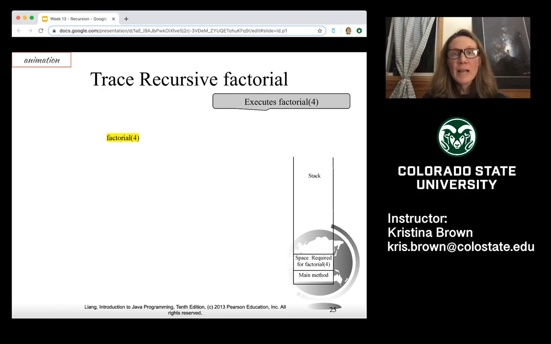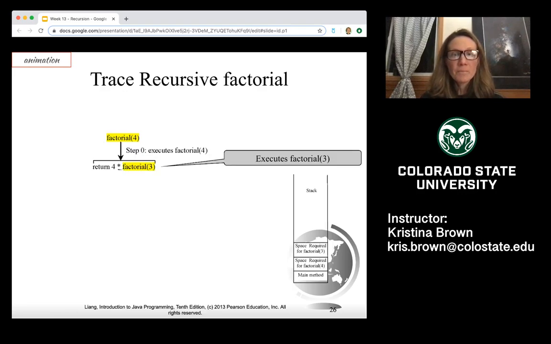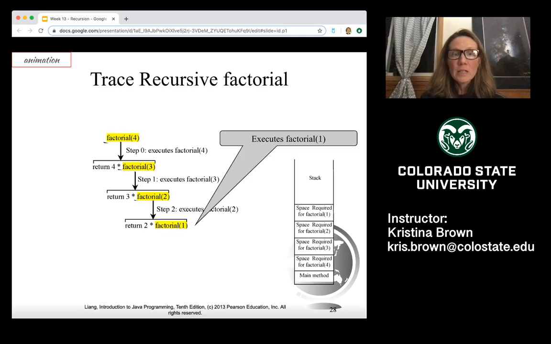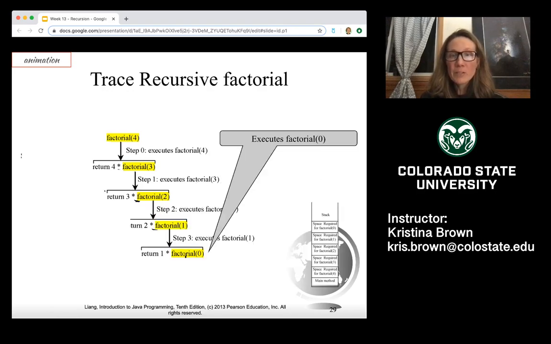Okay, so we're going to execute factorial 4, and we're going to just set aside some space required to solve for factorial 4. Well, in order to do that, we also have to solve for factorial of 3. So the next step would be to set aside space for factorial of 3. And then we're going to do the same thing for factorial of 2. We're going to set aside space for factorial of 2, factorial of 1, and factorial of 0.